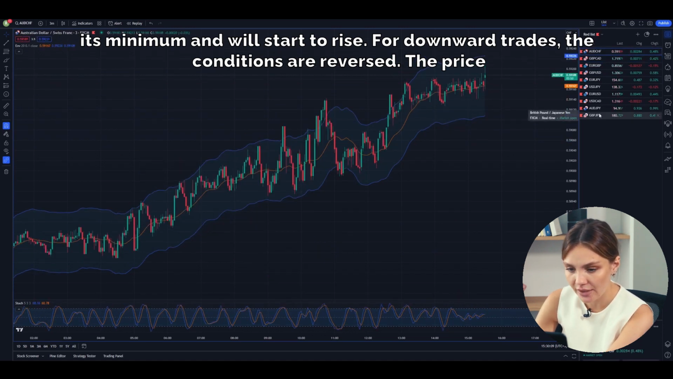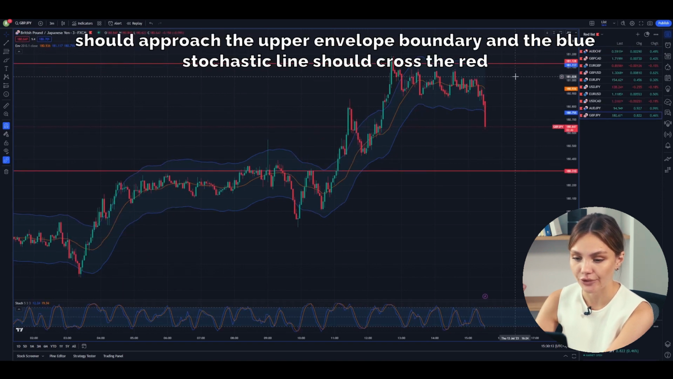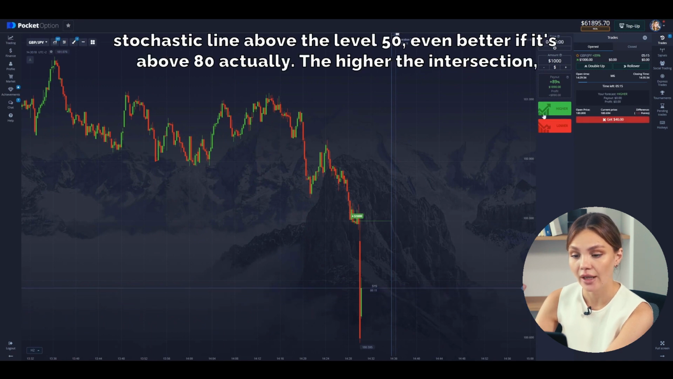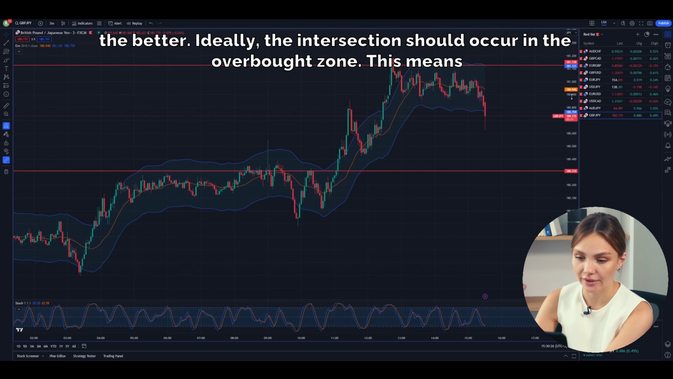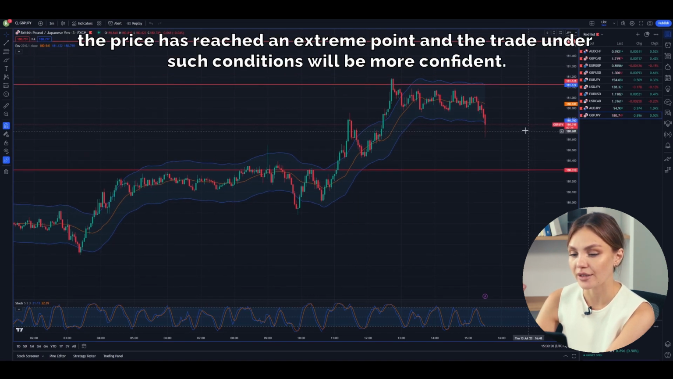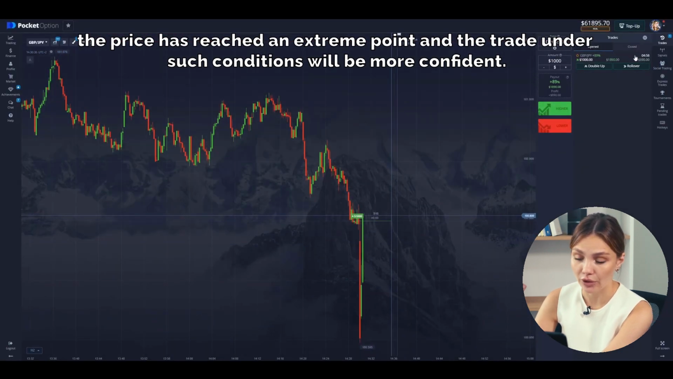For downward trades, the conditions are reversed. The price should approach the upper envelope boundary, and the blue stochastic line should cross the red stochastic line above the level 50, even better if it's above 80 actually. The higher the intersection, the better. Ideally, the intersection should occur in the overbought zone. This means that the price has reached an extreme point and the trade under such conditions will be more confident.